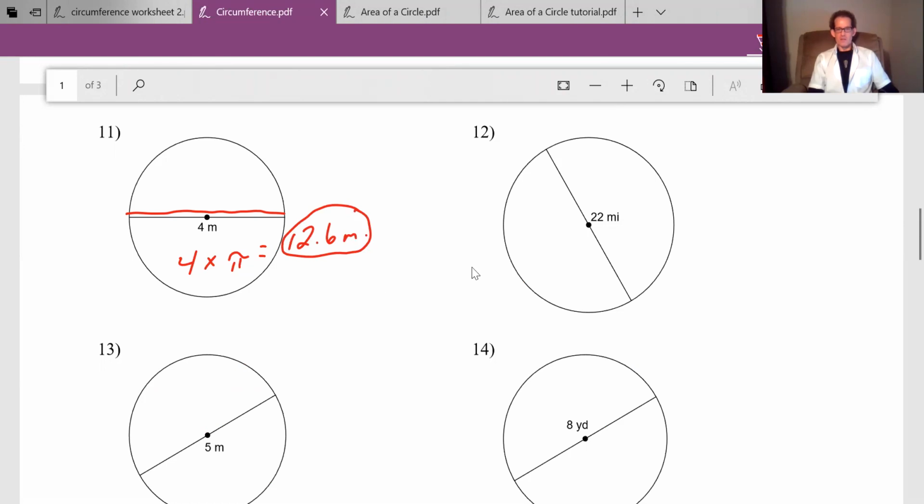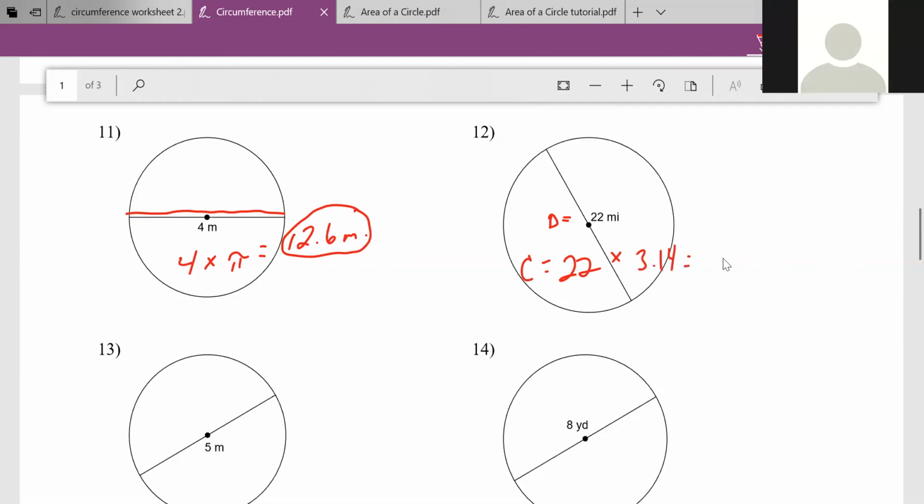Okay, and here we have 22. Again, this is the diameter because it's the whole distance across. So for circumference, you're just doing 22 times 3.14. 69.08. There's an 8 in the 100th place, so if we round that to the nearest tenth, it'd be 69.1. So let's write that down, 69.1, and this is in miles.